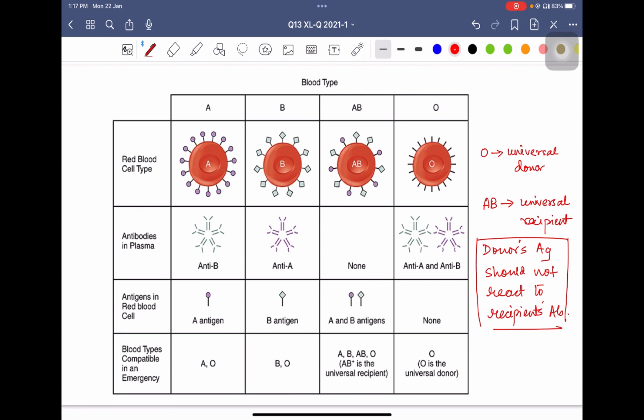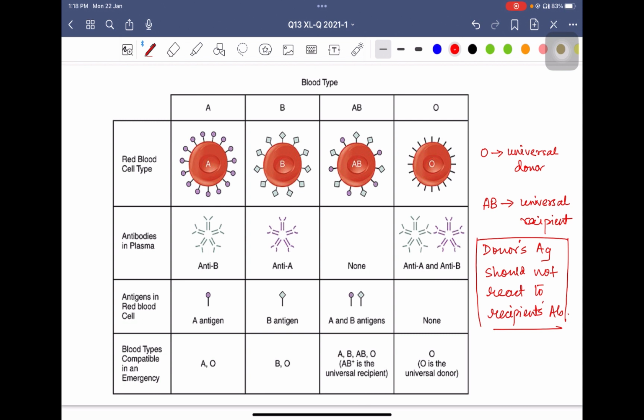So that means that whenever someone is donating blood, that person should have the antigens which are common to the recipient. So suppose both the persons belong to A blood group. So both of them have these A antigens. So therefore, the donor's antigen will not react to the recipient's antibody because the recipient does not have any anti-A antibody. So that is why the A blood group can donate blood to A blood group person.